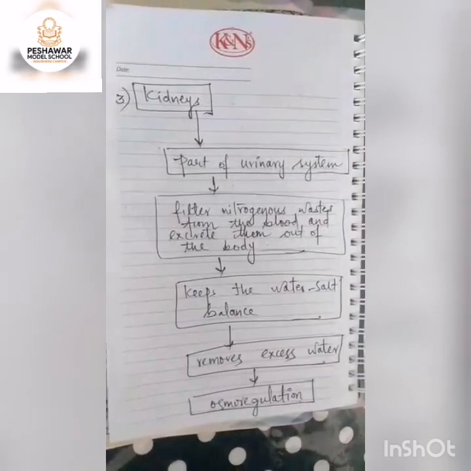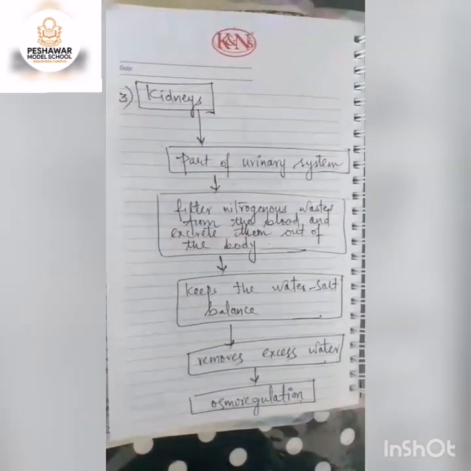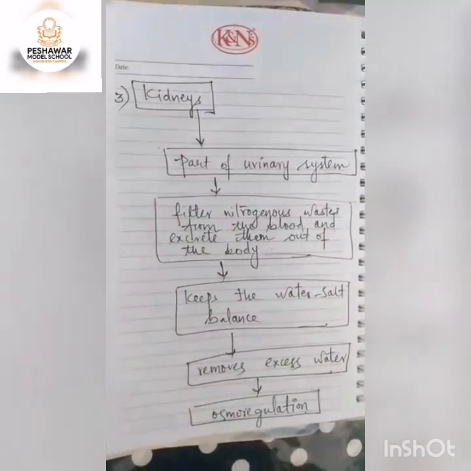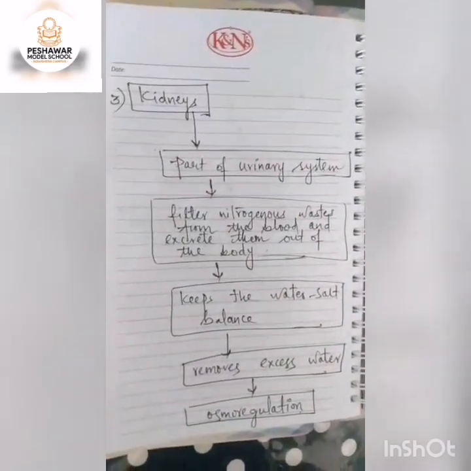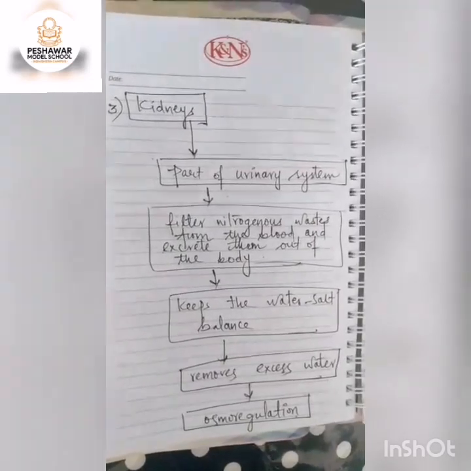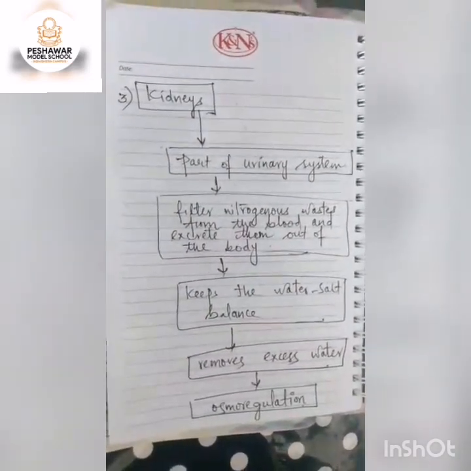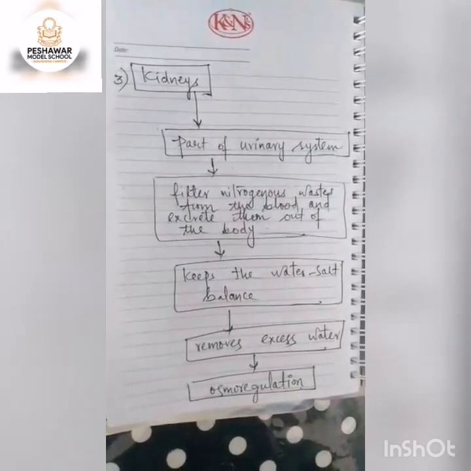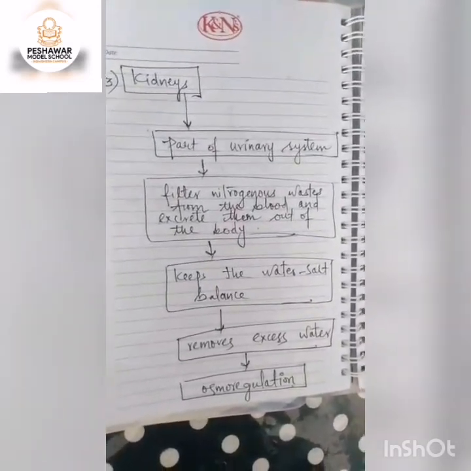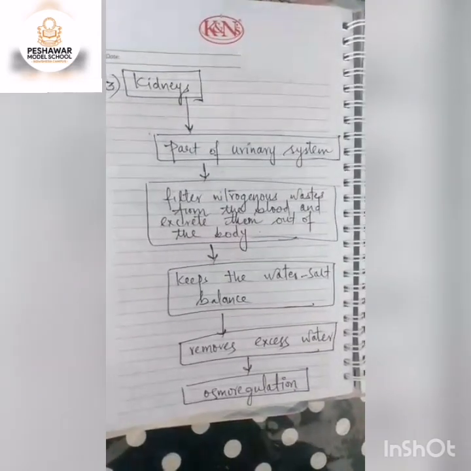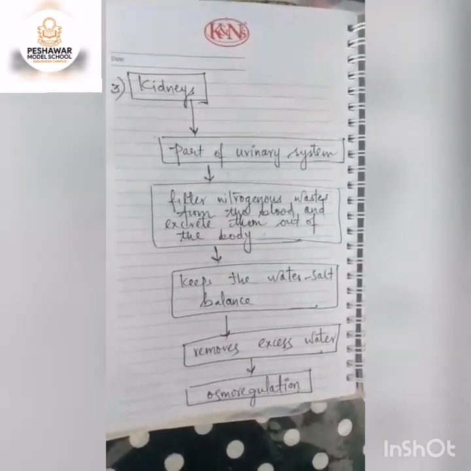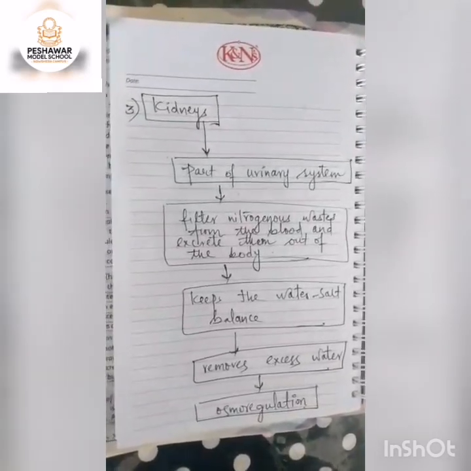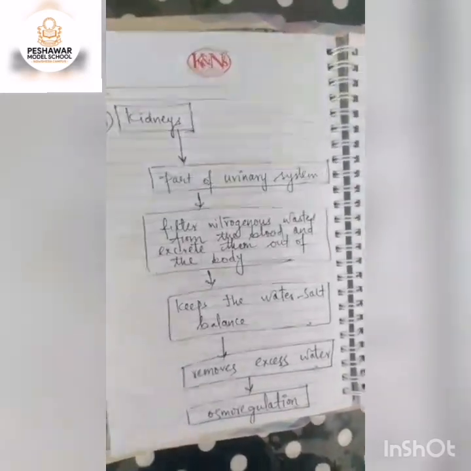Now the next organs which are involved in homeostasis are the kidneys. You know that there are two kidneys in the human body system, and these are a part of the urinary system. We will further study these kidneys in detail, but for the time being we will see what is the function of the kidney in homeostasis. Now as these are a part of the urinary system, they filter nitrogenous wastes from the blood and excrete them out of the body. Nitrogenous wastes which are produced in the blood have to be taken out of the body.